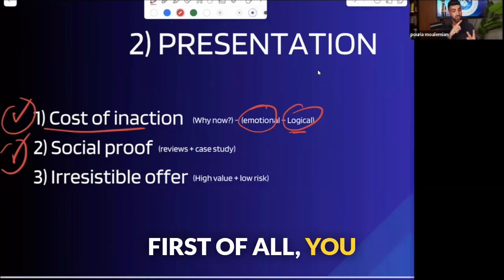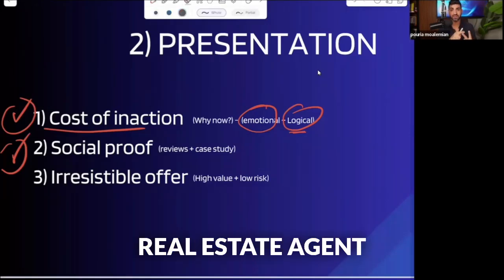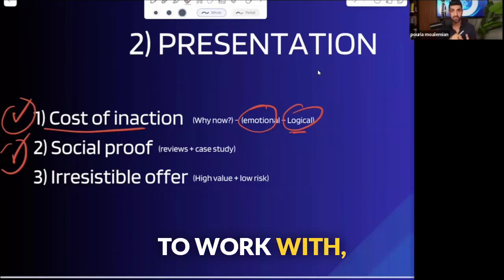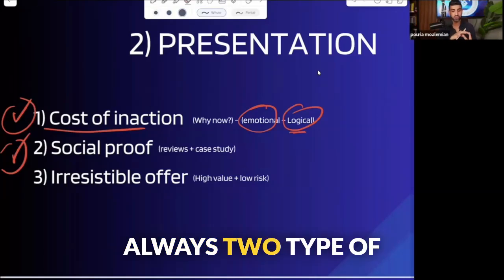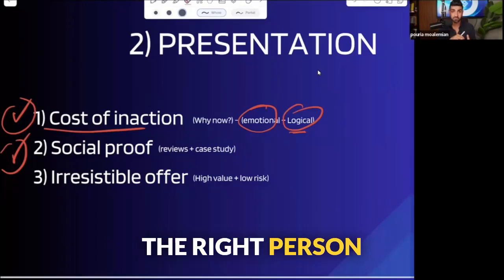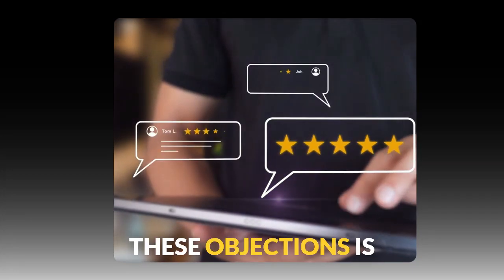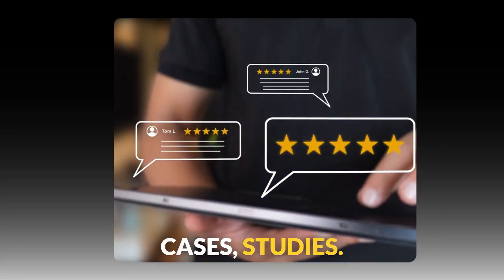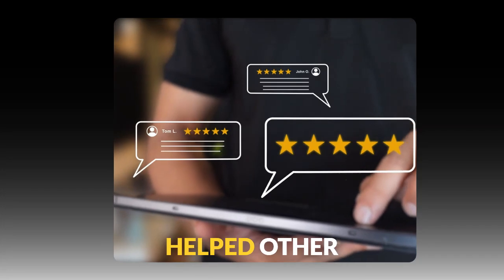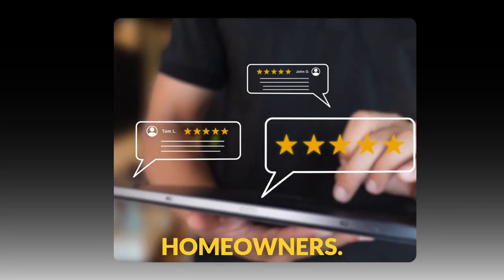First of all, you are the right loan officer and real estate agent to work with. Because there are always two types of belief: is this the right person, or is this the right timing to become a homeowner. So the way you're going to handle these objections is first show people case studies, so people see that you've helped other people become homeowners.